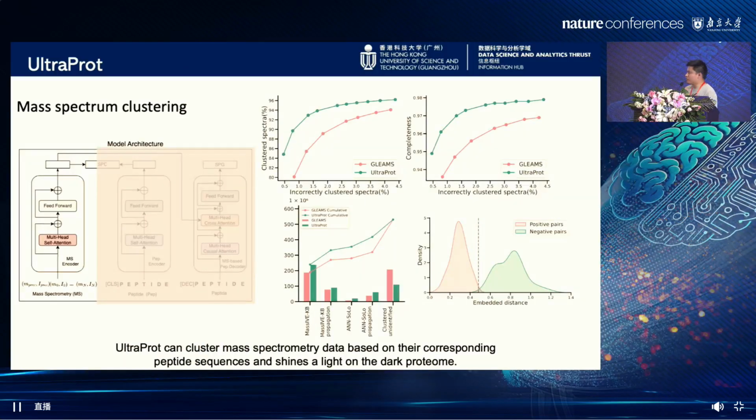Our UltraProt model can cluster mass spectrometry data based on the corresponding peptide sequence, and it has significantly outperformed the state-of-the-art mass spectrum clustering tools. Based on this ability, the UltraProt model can shed light on the dark proteomics of the human body. In other words, it can assign reliable sequences for the repeatedly observed yet consistently unidentified mass spectra, or dark matter, in human proteomics.